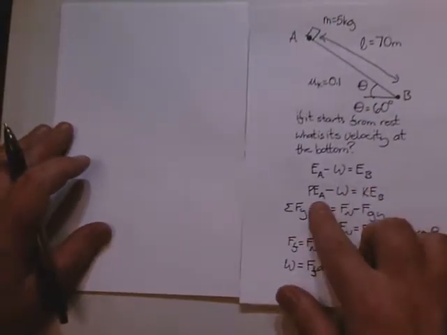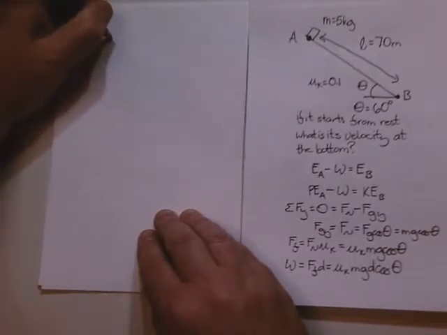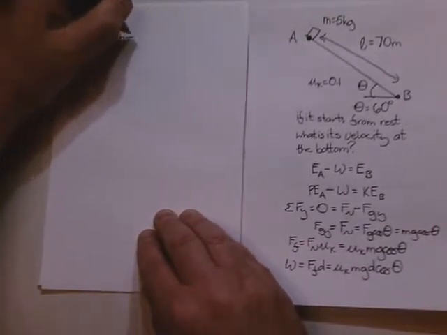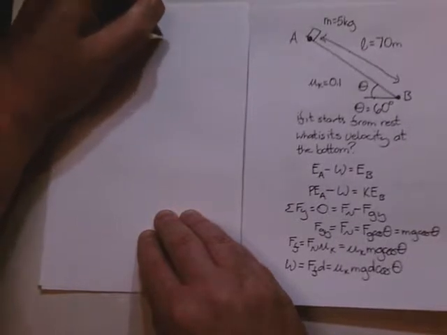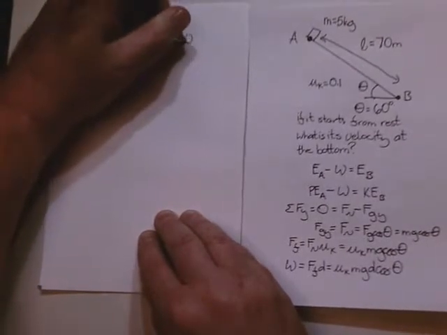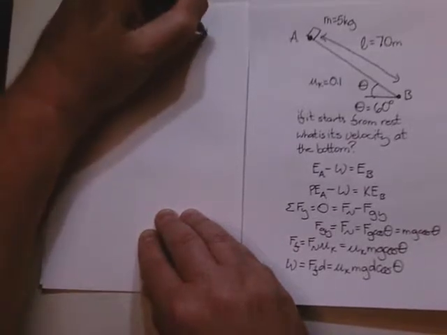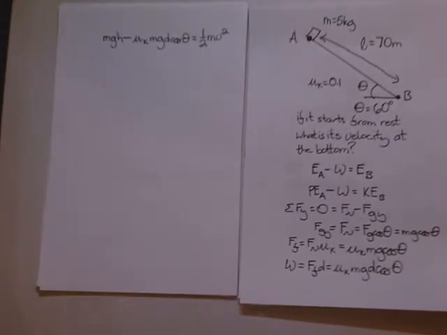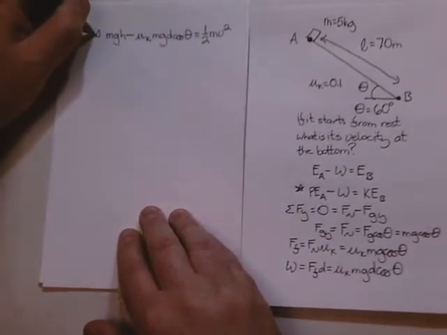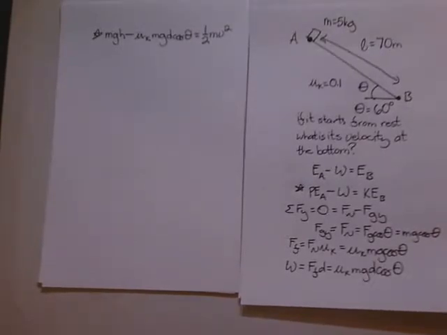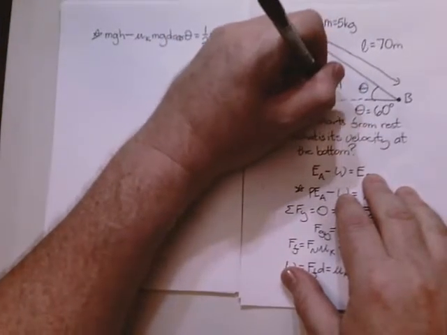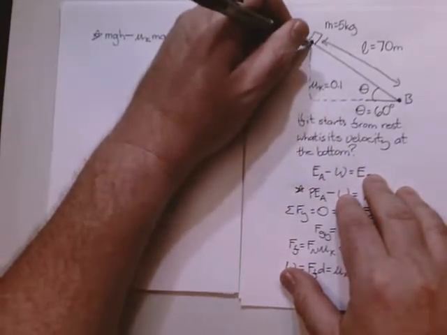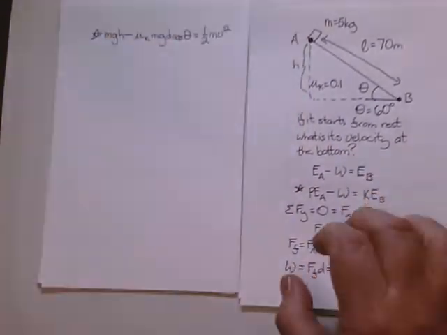So this equation here becomes mgh minus mu sub k mg d cosine theta is equal to 1/2 mv squared. Which equation is that? It's that one. That one goes there. And one of the things that we have an issue with is I don't know what h is. So what we have to do is substitute it out. And what is h? H is that height right there, the height at A.